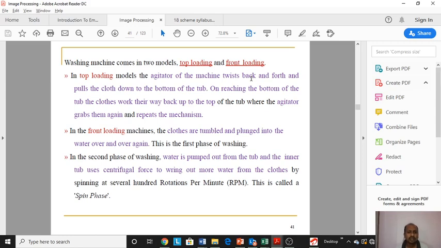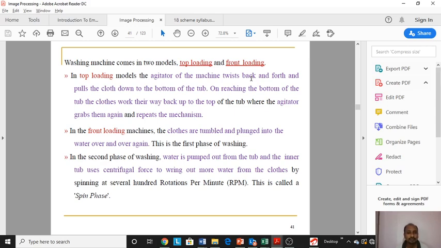Right. In the case of a front loading machine, the cloths are tumbled and plunged into the water over and over again. In this case, we simply put the cloths in, close the door, and it will keep filling the water until it reaches the minimum or threshold level. That is the first phase of washing. It will just make the cloths wet, and this is the first process done by the washing machine.